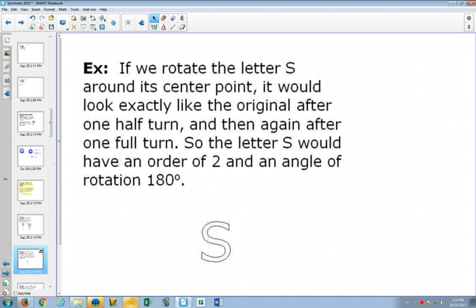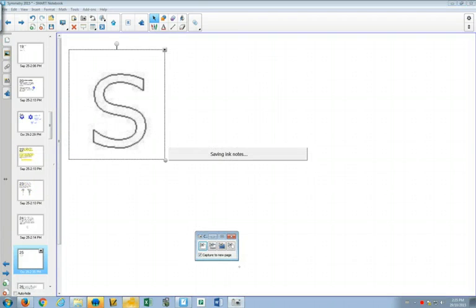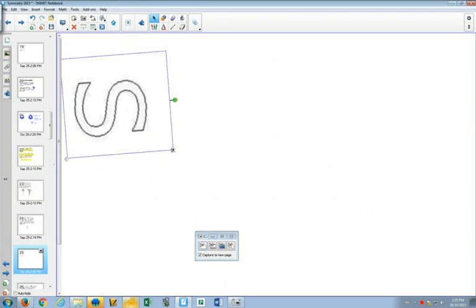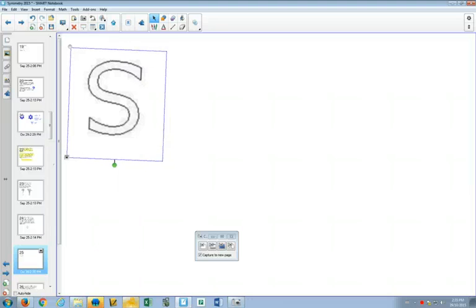Can you see that the letter S has an order of 2? Because if you rotate it 180 degrees, it will match up perfectly to what it was before. Do you want to watch it? So you want to see it. Here, we'll take a picture of it. So we take the letter S. We rotate it 180, and it is still a letter S.